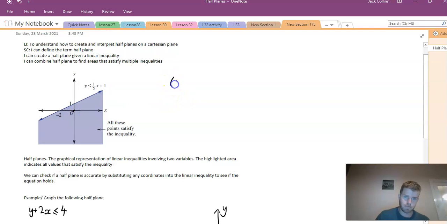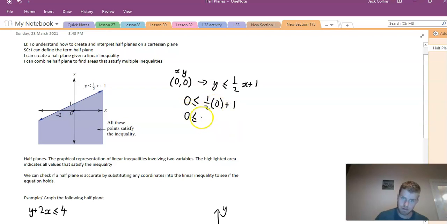So the point 0, 0 should satisfy the inequality y is equal to or less than half x plus 1. So if we substitute in, it should work. So 0 should be equal to or less than half times 0 plus 1. 0 equal to or less than half times 0 is 0, equal to or less than 1, so tick, that works.